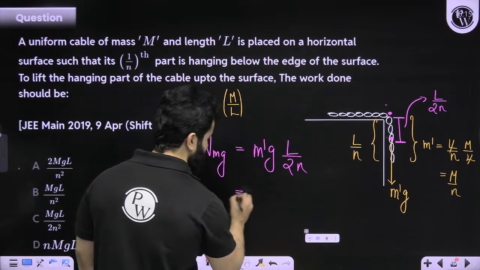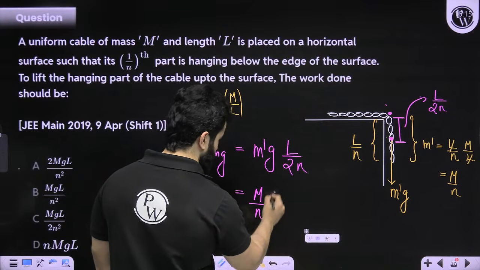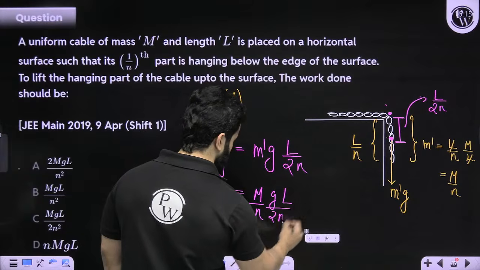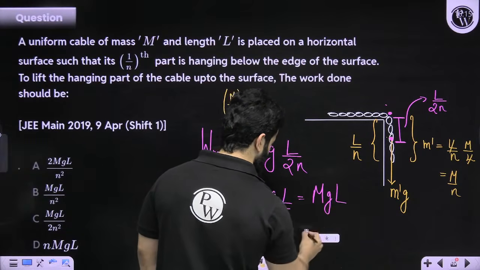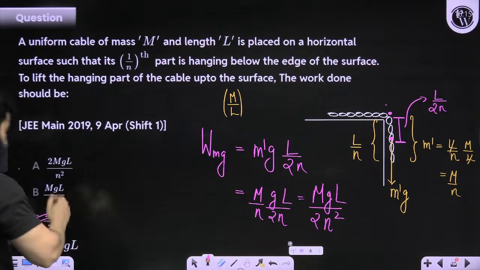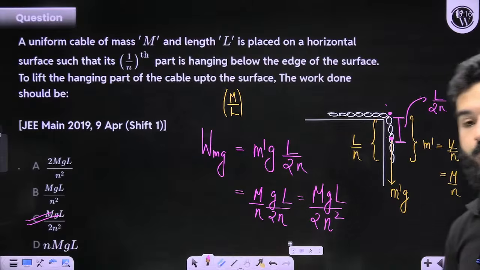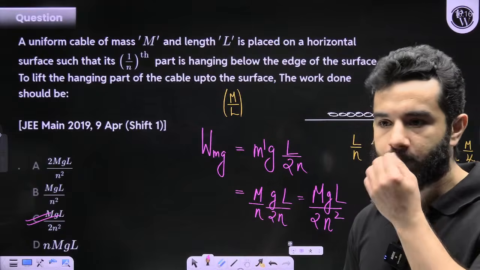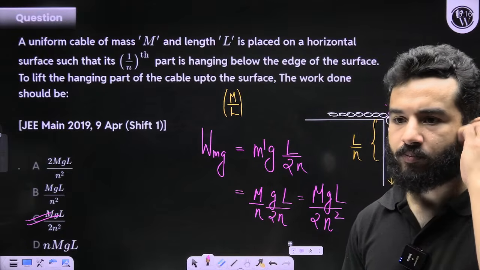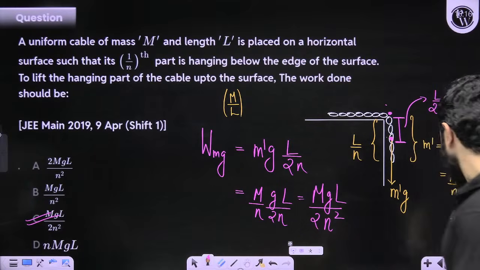So m dash is m by L times L by n, that is m by n. So m by n times g times L divided by 2n would be mgL divided by 2n square. mgL divided by 2n square. All right. Be quick. Let me know if you have any doubt. Clear? All right. Can we move on to the next one?